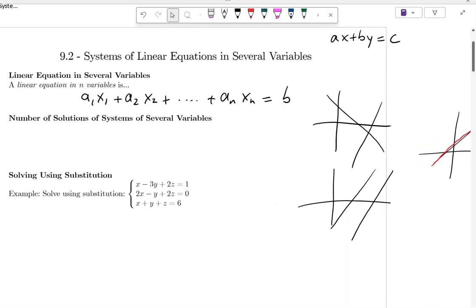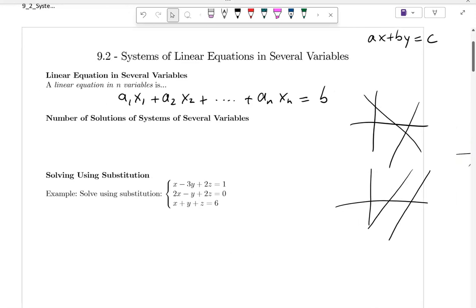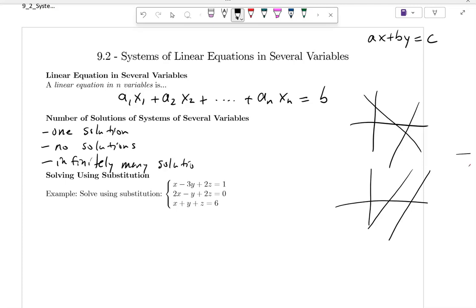That same idea is true for systems of linear equations in several variables. It's still 1 solution, no solutions, infinitely many solutions. Okay? Those are your 3 possibilities. It doesn't matter how many equations you have and how many unknowns that you have. For systems of linear equations, those are the only 3 possibilities you get. Okay?